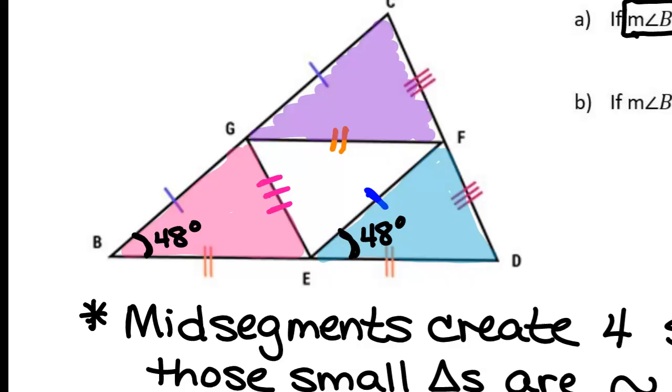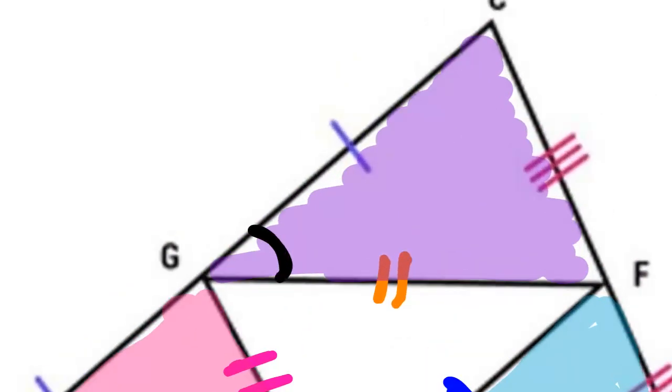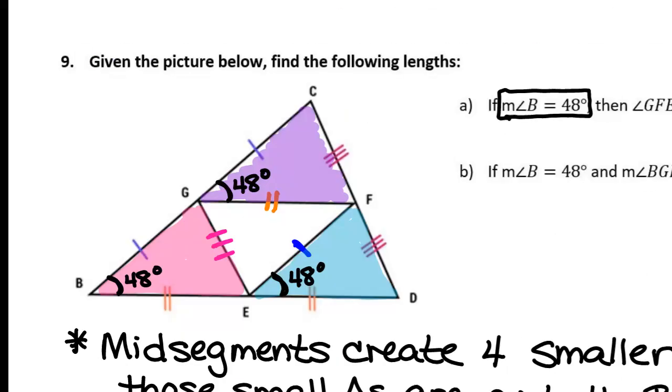Yep, that's what we learned first semester. Yep, that's a first semester thing. Give me another angle up here that would also be 48 degrees. CGF, this angle right here, would also be 48 degrees. There's one more, but it's a little bit harder to find.